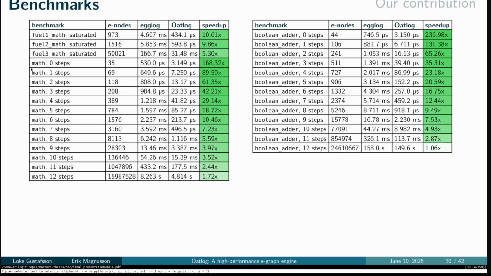The point of having the fuel benchmark is that we want to make a fair benchmark where we modify how the rules work. Then we need some goal to reach, and a reasonable goal is just until we can no longer apply any rules. Yes. If you actually were to use Oatlog for a real thing, sure this is a nice speed up, but I think actually you will get even larger speed ups.